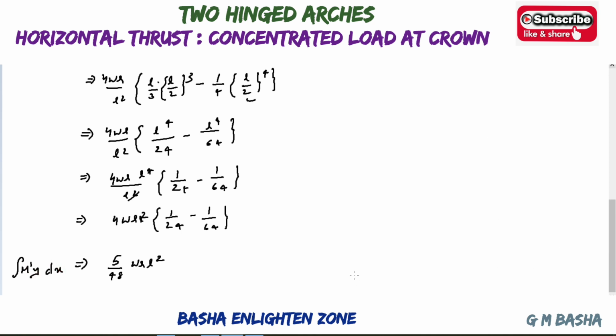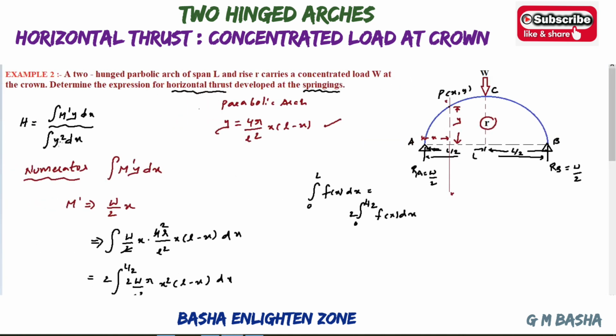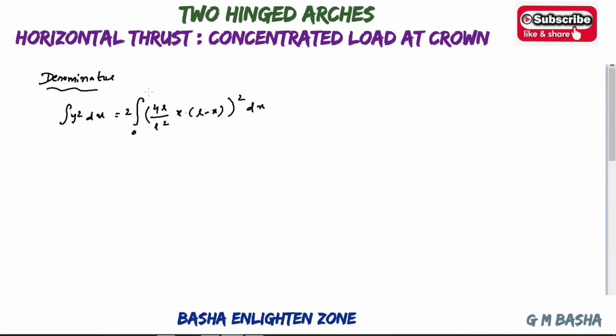And again next to solve the denominator part. So what is the denominator part? We know that one, integration of y square dx. So what is y square? Entire this value. Again simplify step by step. We will see what it will be. So the denominator will be equal to integration of y square dx. That one will be equal to integration of 4r by L square x into L minus x, that is whole square dx. Here also you can take down 2 times of 0 to L by 2.